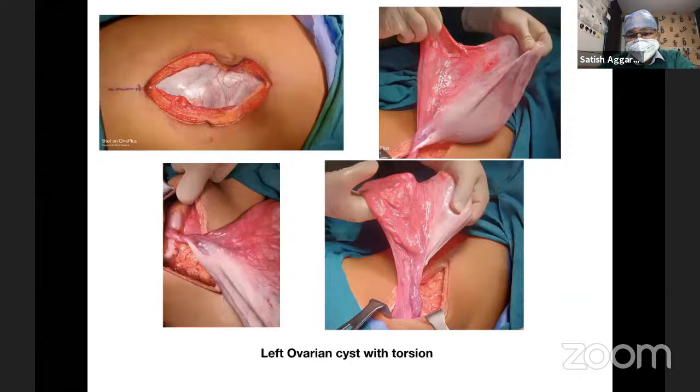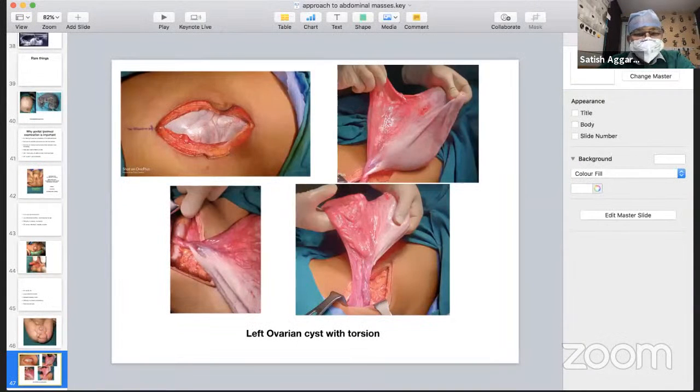I've dealt with this cyst of the ovary, which is twisted. So I think I will stop here, and it's almost about 1 hour since we started, and I'll be very happy to take questions if there are any.